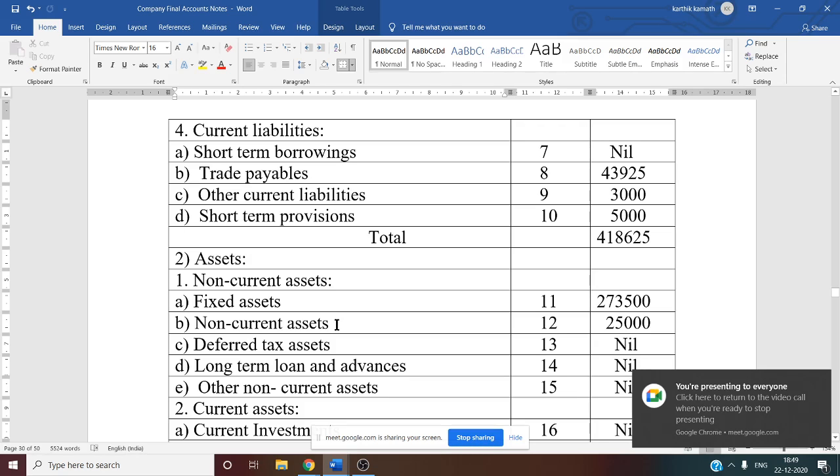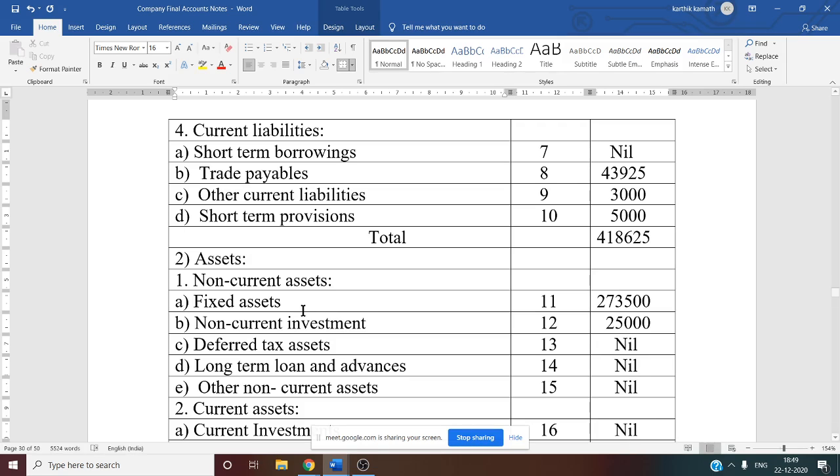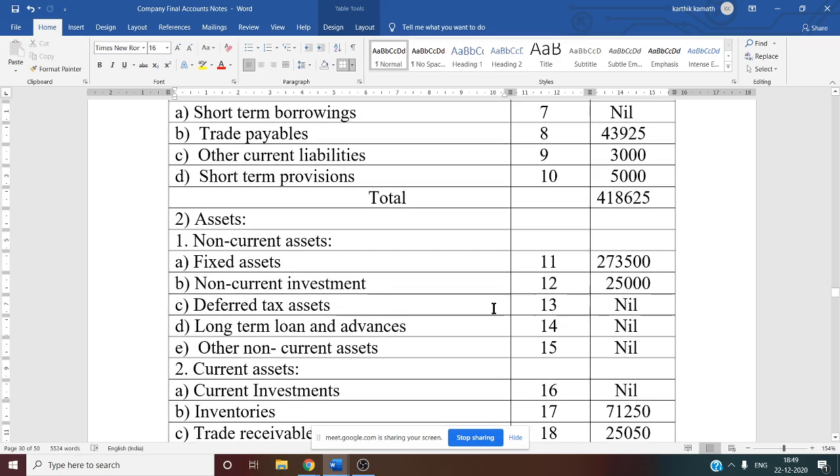So that is a typing mistake, because lot of things are there to enter. So small mistake you can bear, I feel. So non-current investment amount is same. Non-current investment working note number 12 is 25,000. Then a deferred tax asset working note number 13, that is nil. Long term loan and advance 14, that is nil. Other non-current asset working note number 15, that is also nil, not there.